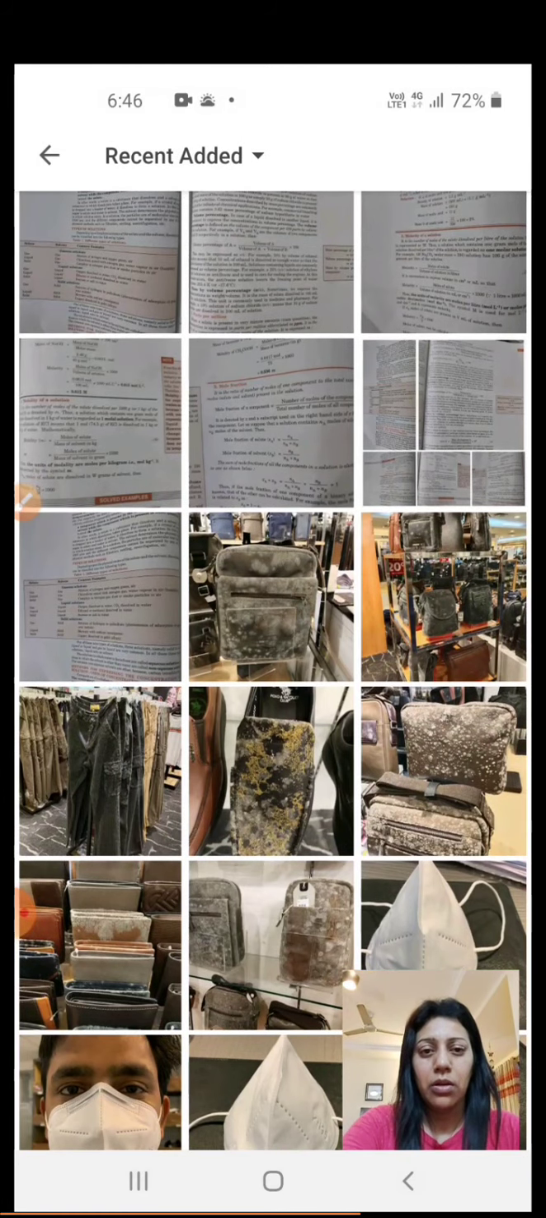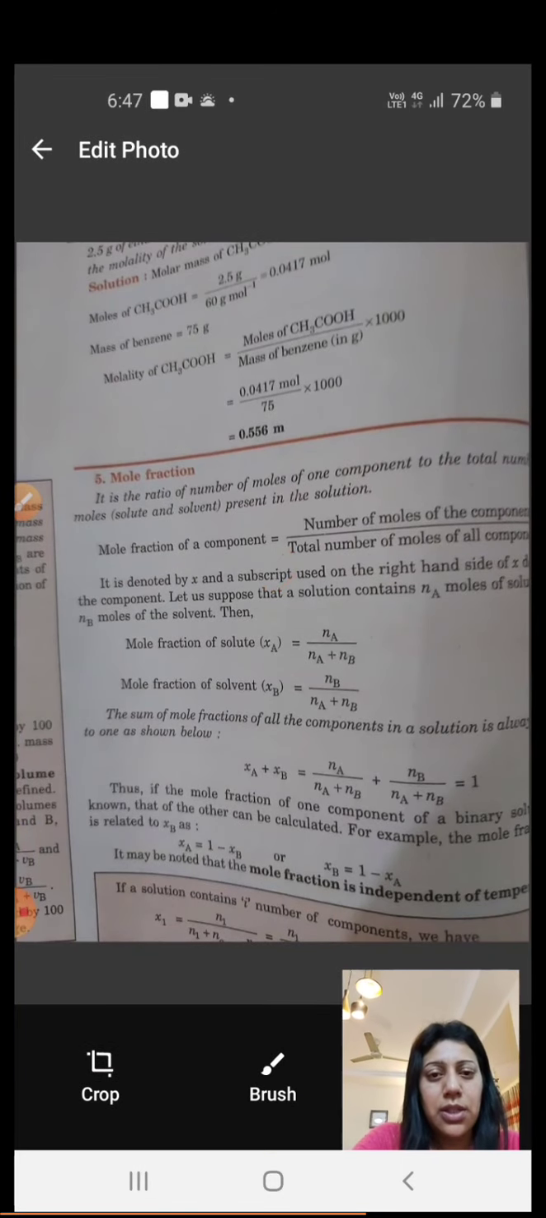Next one is mole fraction. It is the number of moles of one component to the total number of moles present in the solution. Total number of moles means moles of solute plus moles of solvent. Mole fraction of a component, suppose mole fraction of solute.